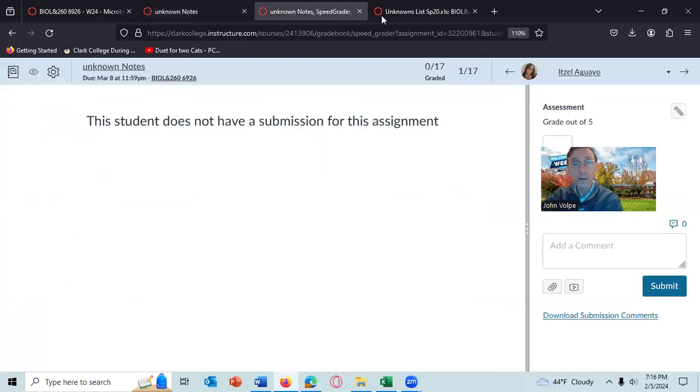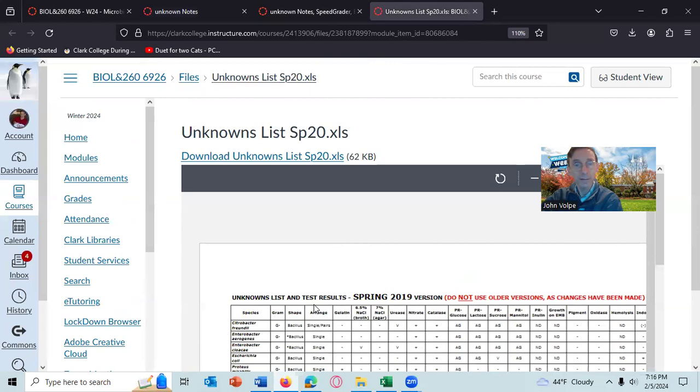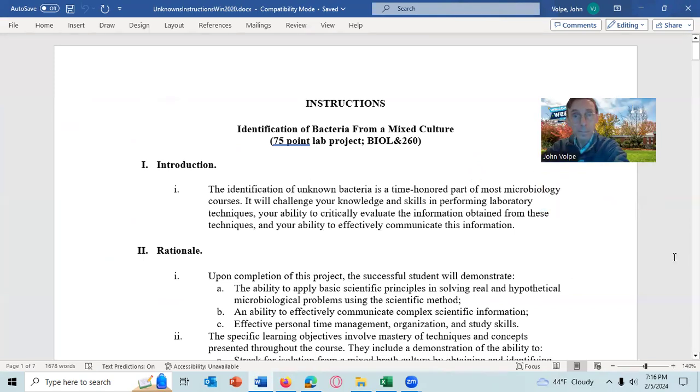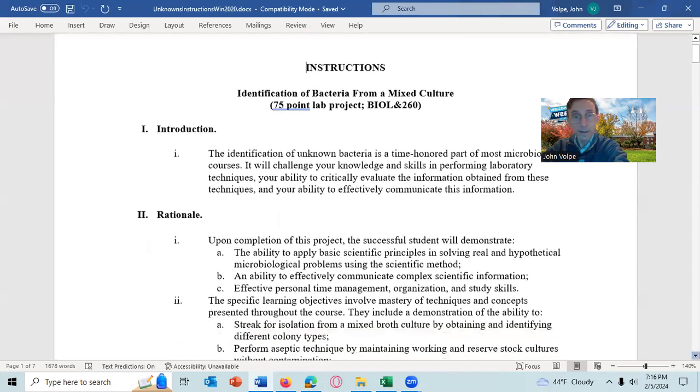Okay, thank you. All right, so let's talk about the project at length, which I probably should have started with. This will be a 75-point project. It is a lab project. You're going to identify bacteria, and it's not really from a mixed culture because this is an online lab. You can read about that. You read about the rationale.